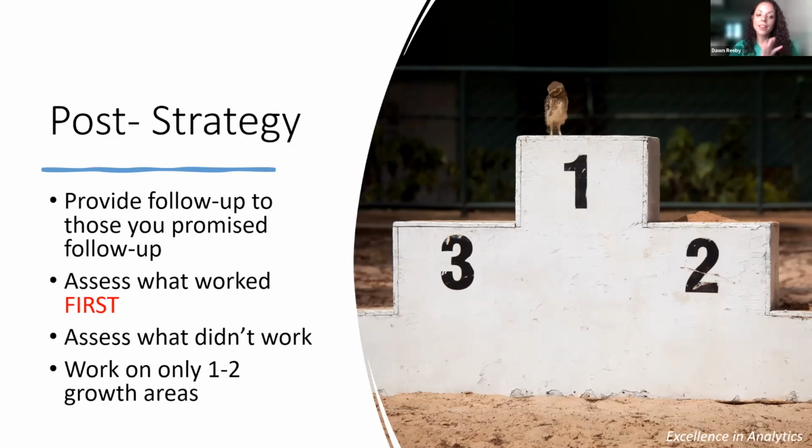Then you only identify one or two growth areas. Do not give yourself a big, huge laundry list of everything that's bad about your presentation. Okay, tell yourself, okay, this worked great. I'm going to do that again. Second, these are the one or two, that's it, the one or two areas of improvement that I'm going to make.